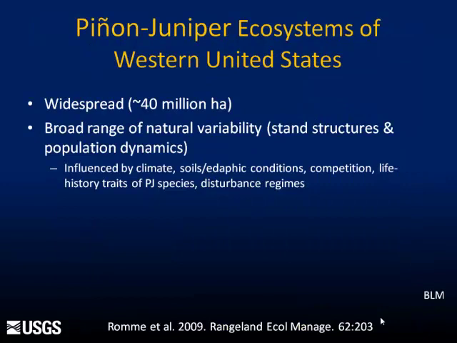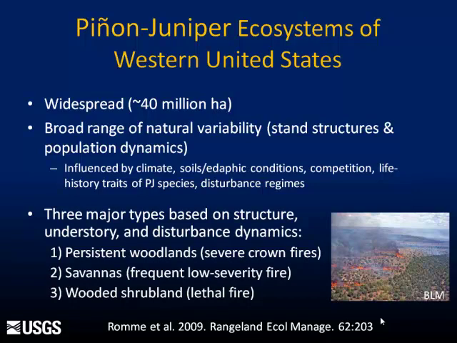Well, a little more broad background than Pete provided. PJ systems are widespread, estimated at roughly 40 million hectares. I suspect there are a few different estimates out there, give or take 10 million, but certainly one of the more widespread major vegetation types of the western U.S. They exhibit a broad range of natural variability in terms of stand structures and population dynamics. And as you might expect, they're influenced by climate, soils, competition, the life history traits of the PJ species themselves, disturbance regimes, and so on.